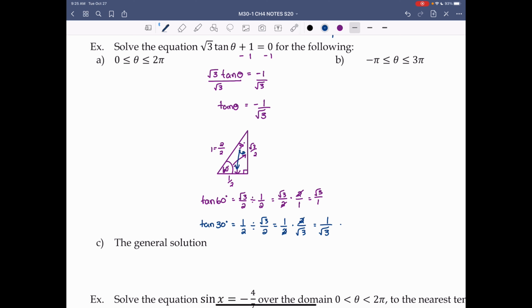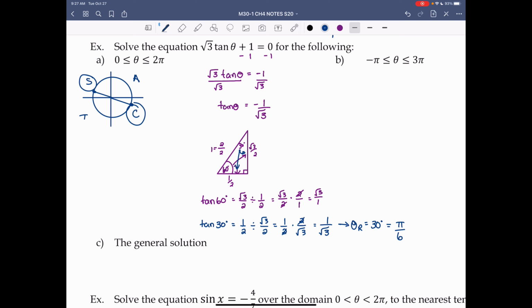So our reference angle, theta r, equals 30 degrees, which is pi over 6. Let's draw a diagram. CAST rule. We have tan is negative 1 over root 3, so tan negative would be quadrant 2 and quadrant 4. Our reference angle is pi over 6, which is the smallest of our special angles. So about here and here, we'll say.